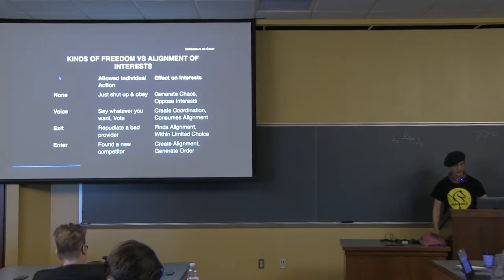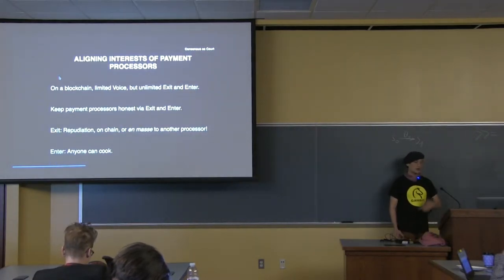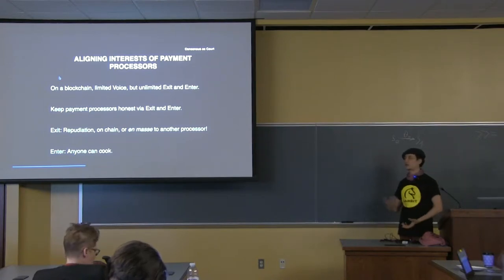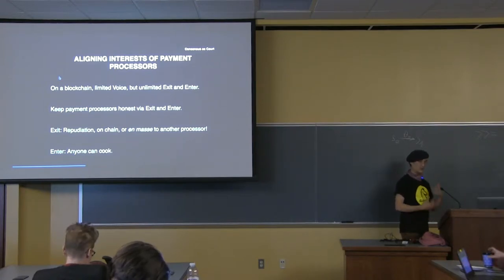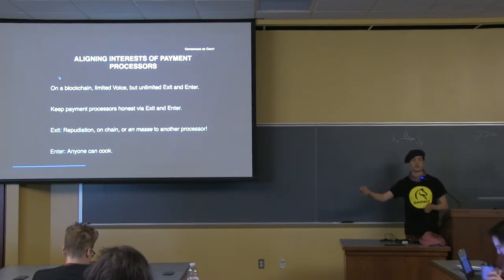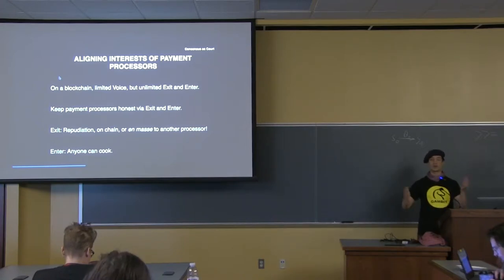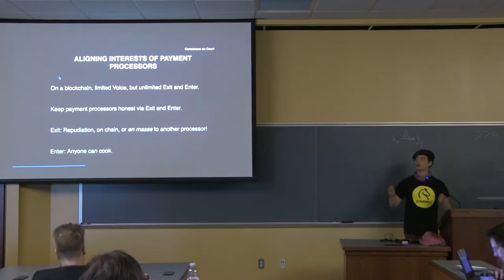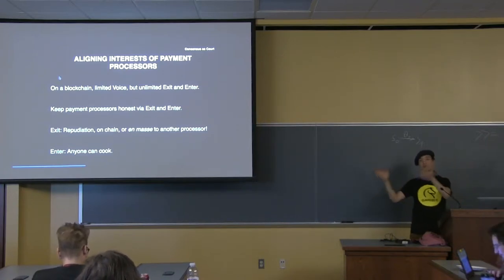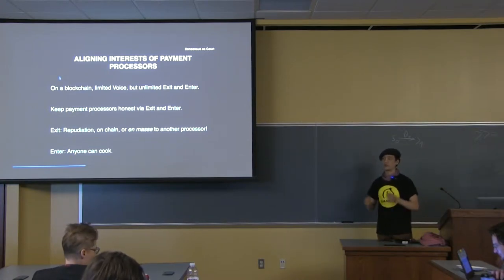How does that apply to managers for payment side chains? Well, on the blockchain, you have very limited and very slow voice, but you can have unlimited exit and enter to keep the payment processors honest. Exit means that you can repudiate your payment processor. You know what? You're refusing to process my cards. You are declaring that I'm blocked because I do something. I published the secret of your government. No problem. I'll go to another payment processor. And the contract on the blockchain will ensure that I can do it, and you have nothing to say about it.